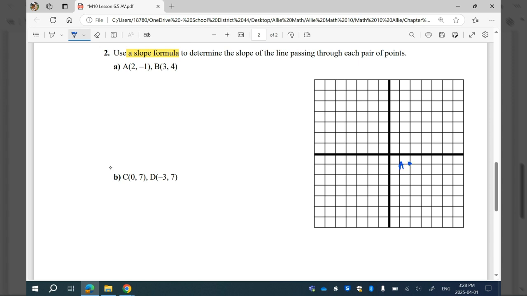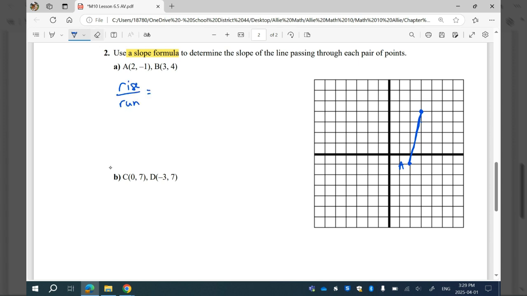And B is 1, 2, 3, 4, positive 4. Okay, so we have a line segment that passes through these 2 points. We could do both. We can maybe just do a simple kind of rise over run.